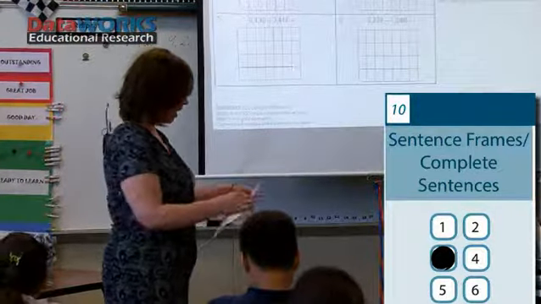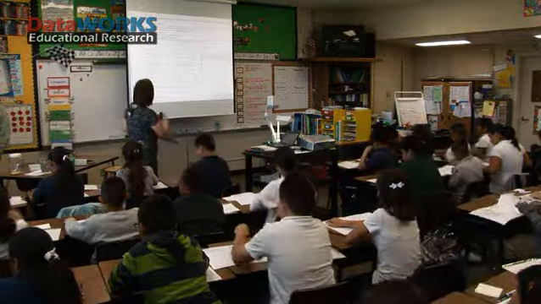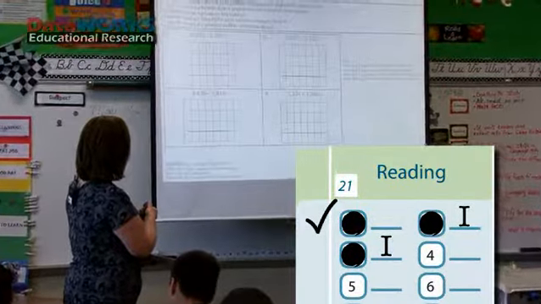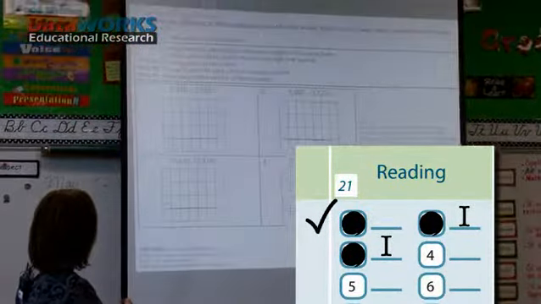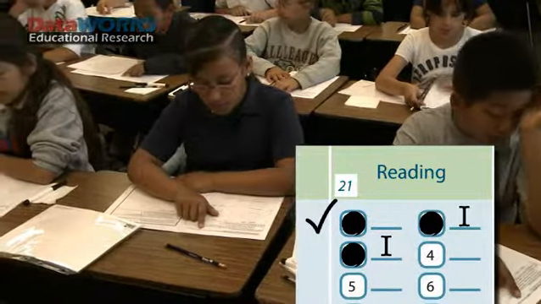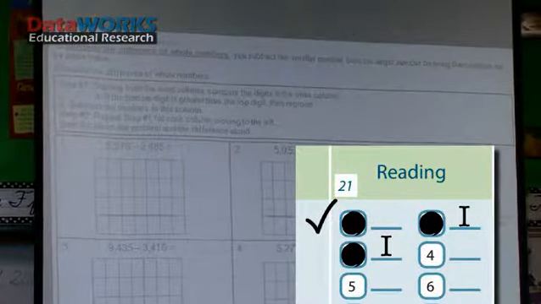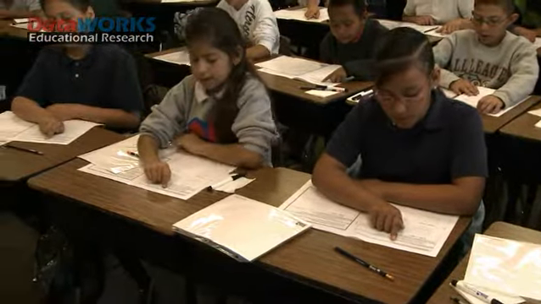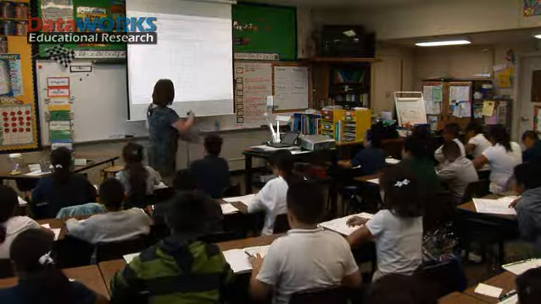Put your finger at the top for me, please. Let's read together. 1, 2, 3, read. To compute the difference of whole numbers, you subtract the smaller number from the larger number after lining the numbers up by place value.